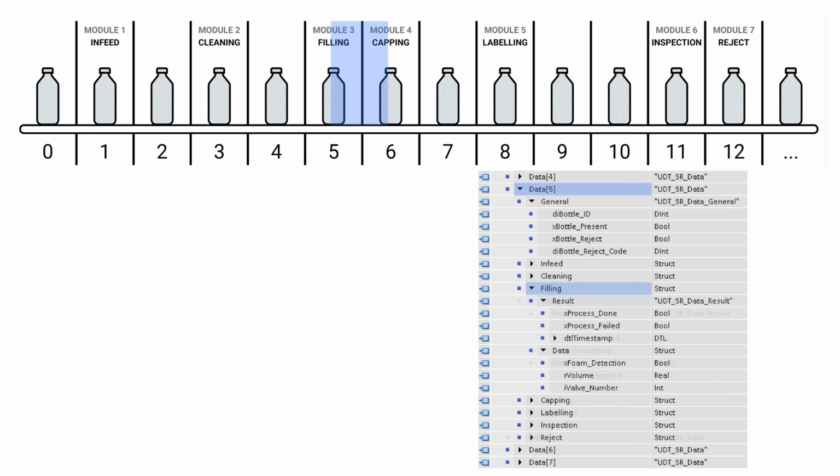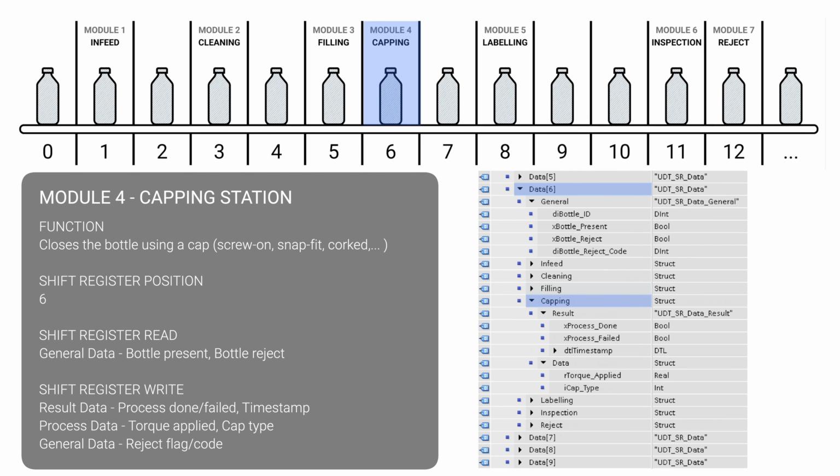Right after filling, the bottle moves to the capping station at position 6. This is where a cap gets placed, whether it's a screw-on, snap fit, corked, or whatever the product calls for, and torque control makes sure it's tight but not too tight. Before doing anything, the capping station checks the shift register to confirm that everything's gone smoothly so far. That means the bottle needs to be present and it must have successfully passed the previous stations.